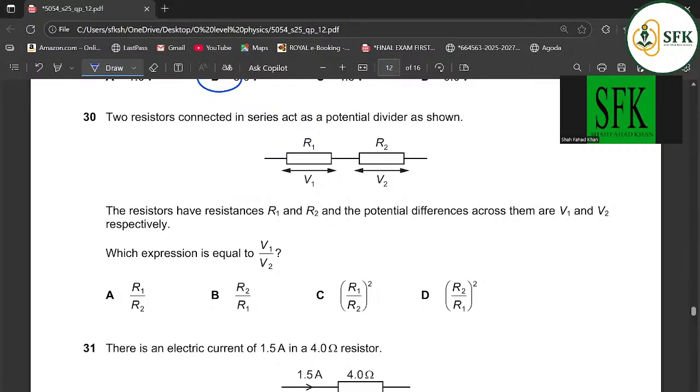So 30. Two resistors connected in series act as a potential divider. Assume the resistors have resistance R1 and R2, and the potential differences across them are V1 and V2. Which expression is equal to V1 over V2?